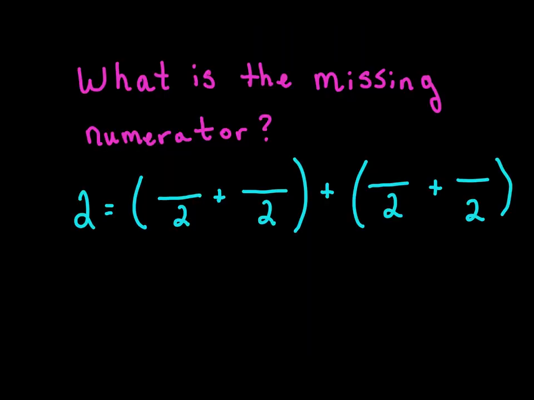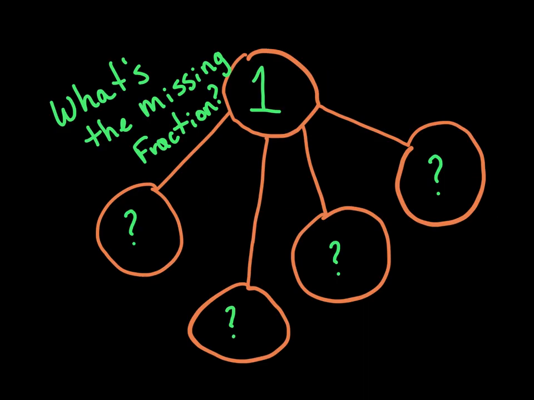What is the missing numerator for 2 wholes equal to these fractions inside the parentheses grouped together, but they're missing the numerators? What's the missing numerator? What is the missing fraction? You have these circles, these number bonds, and they all equal 1. What is the missing fraction?